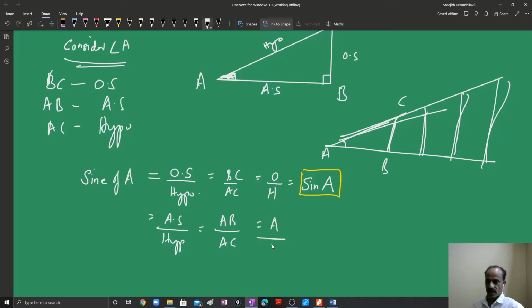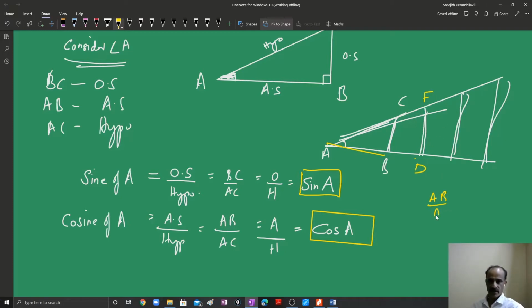Adjacent side by hypotenuse. We call it cosine of angle A, simply cos A. That means this by this. For those who are interested, I will put it here: that is AB by AC, which is the same as AD by AF. That ratio remains constant. That is the meaning of trigonometry.